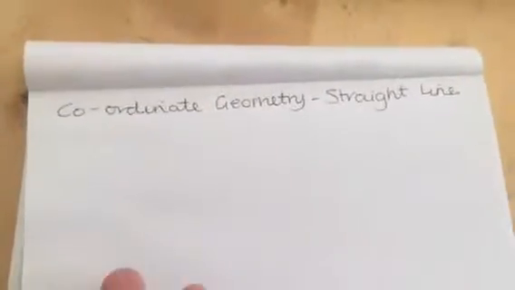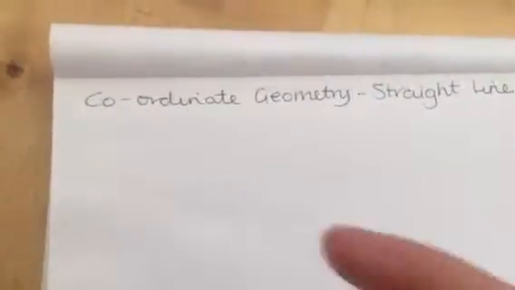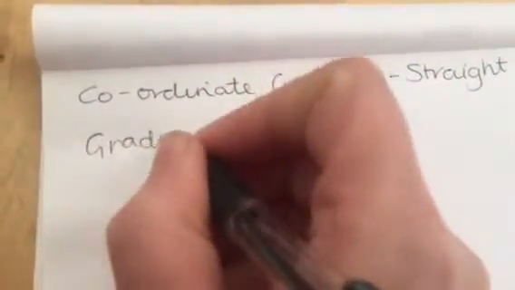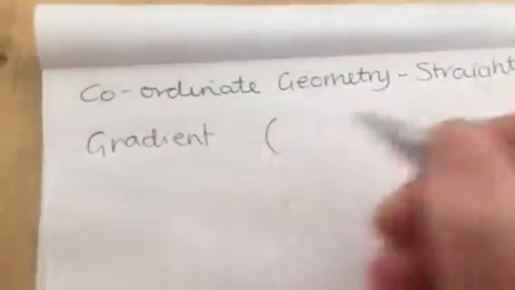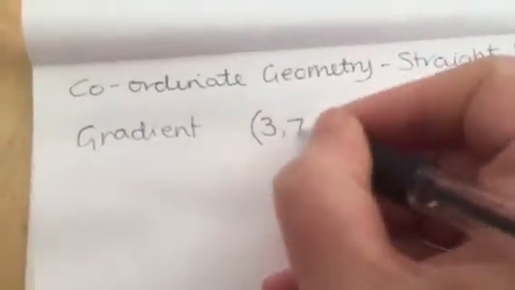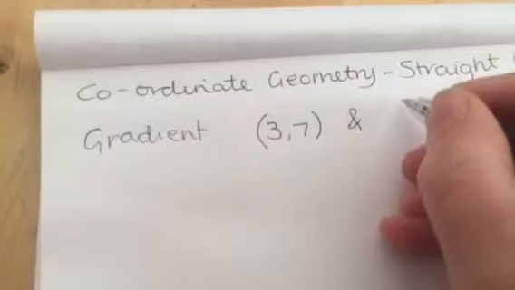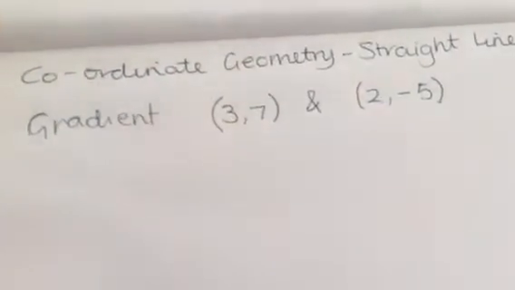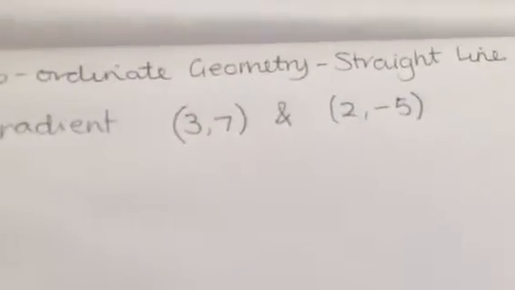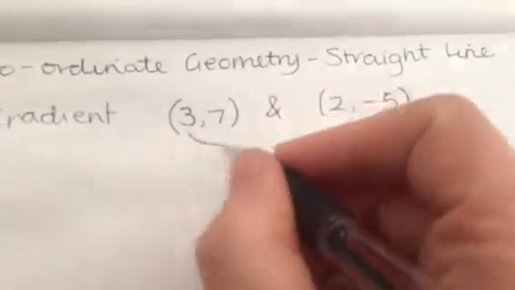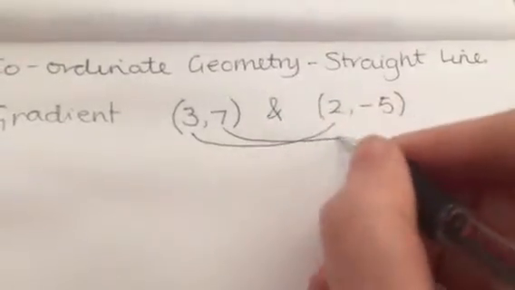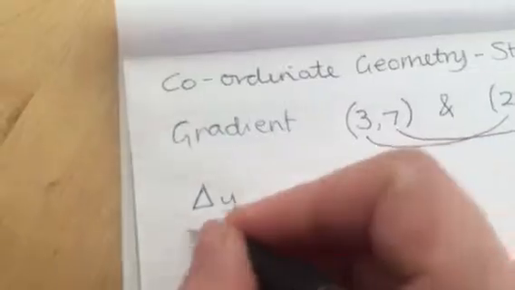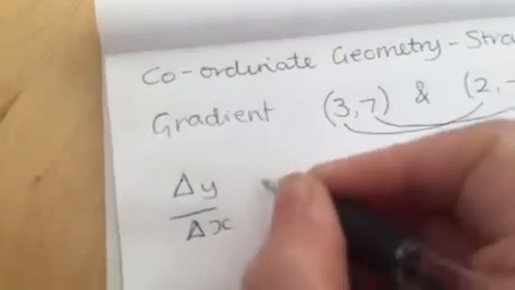Coordinate geometry, straight lines. So the first thing you need to be able to do is to find the gradient between 2 points. So if I've got the 2 points (3, 7) and (2, -5), I need to find the gradient between these. So you look at the x and the y separately. I look at the x's, I look at the y's, and the gradient is the change in the y values over the change in the x values.